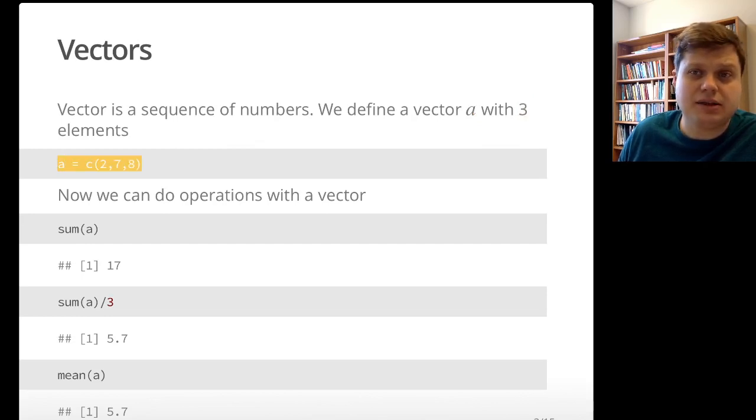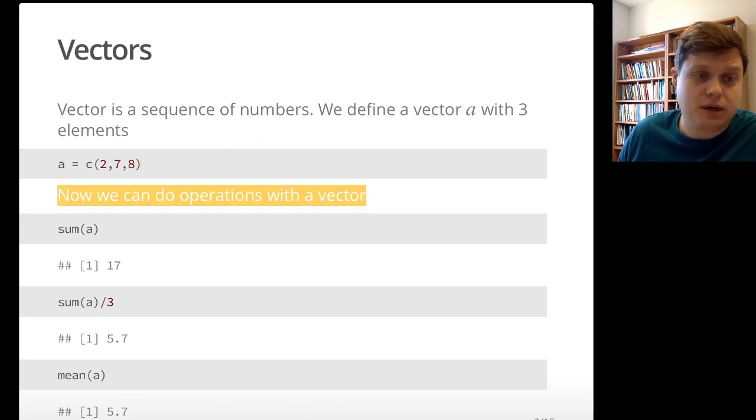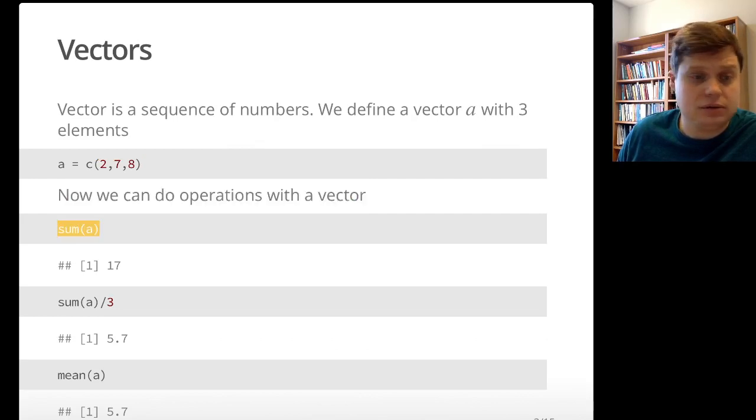And the c command just stands for concatenate. Essentially what this command says is: generate a vector with entries 2, 7, and 8. So 3 elements in the vector. And now we can do operations with this vector. One of the frequently used ones is to calculate the sum of all the elements. In R it's just the sum command, similar to Excel, and it will give us 17. So 2 plus 8 is 10, plus 7, 17.